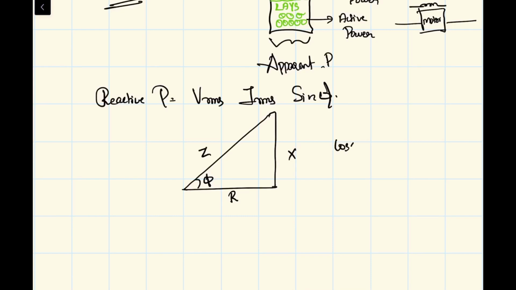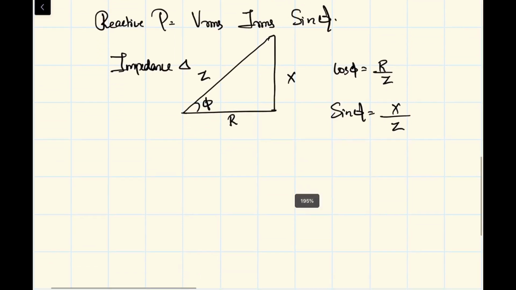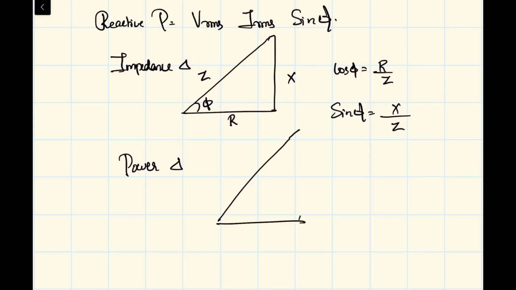So what is cos phi? Cos phi equals adjacent side by hypotenuse, so R by Z. What is sin phi? Sin phi equals opposite side by hypotenuse, which is X by Z. This is called the impedance triangle. And if I draw a power triangle similar to this, we have phi over here, apparent power over here, reactive power over here, and active power over here.